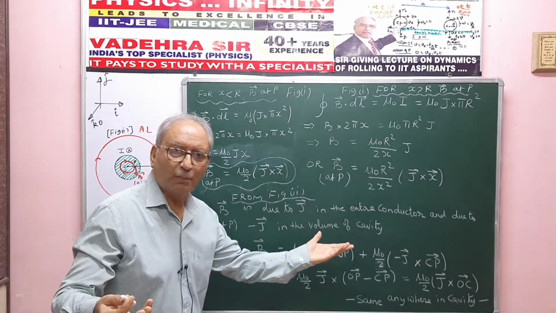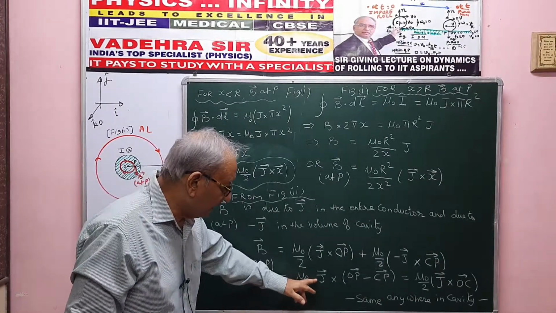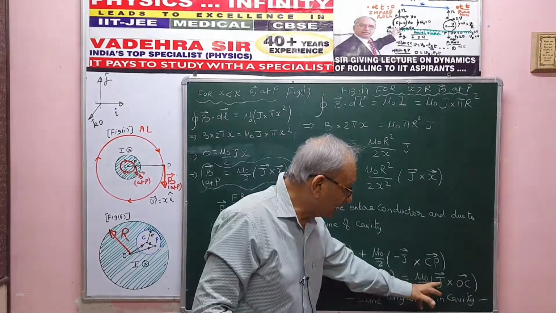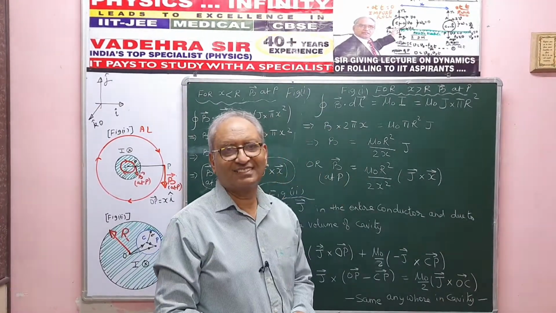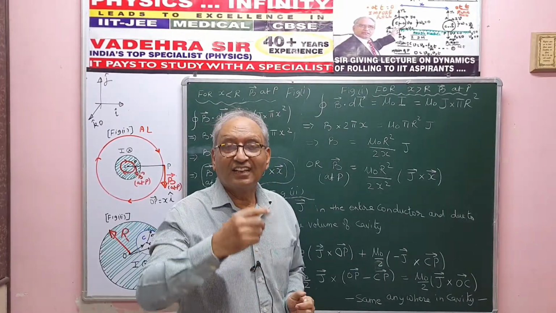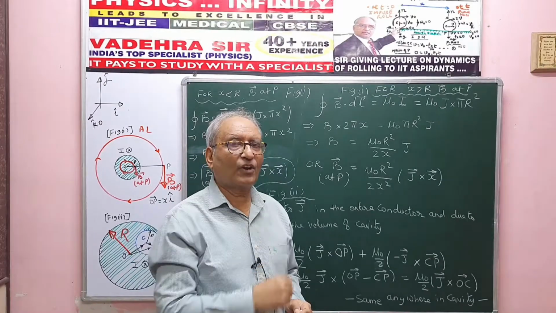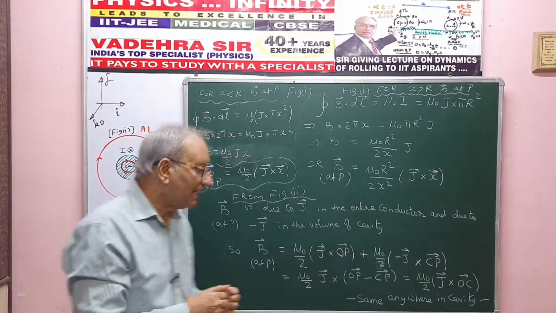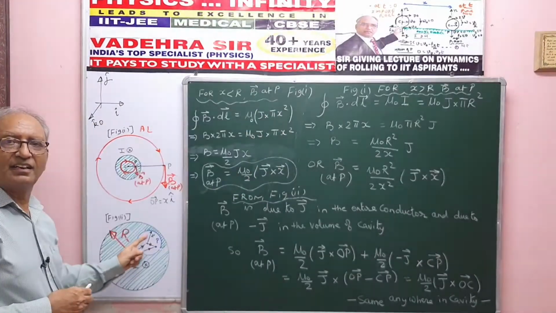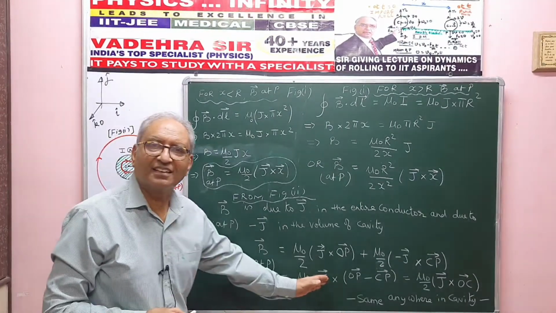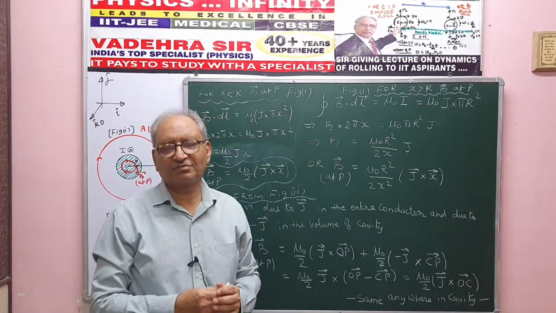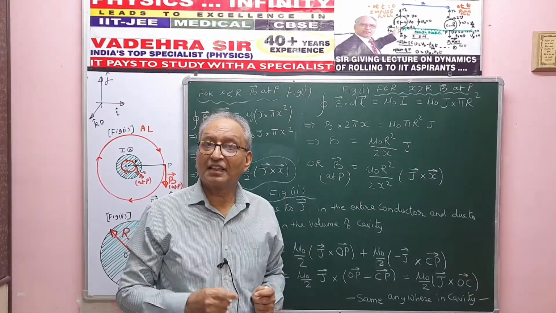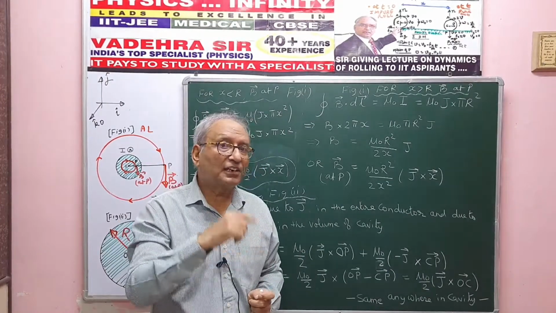Okay, the job is done. So it is mu naught by 2 J vector cross OP vector minus CP vector, that is mu naught by 2 J vector cross OC vector. OC vector is what? The position vector of C from O. It has nothing to do with P. That means, what do we learn? That P can be anywhere. P can be anywhere within the cavity and we get the same answer. So it is same everywhere in the cavity. Beautifully we have solved this problem and understood the concept by first understanding the Amperian loop rule in vector form.